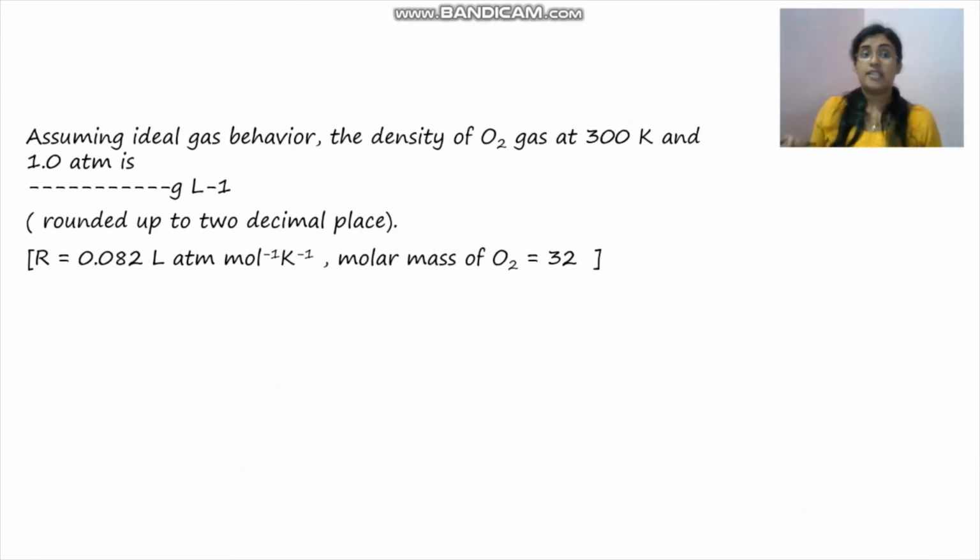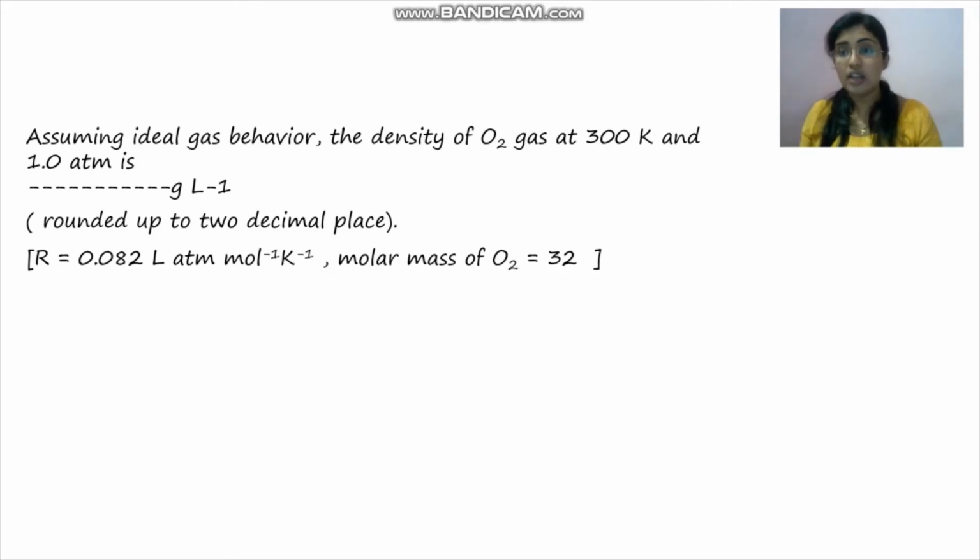So the next question is: assuming ideal gas behavior, the density of oxygen gas at 300 Kelvin and 1 atmosphere is dash. And it should be rounded off to 2 decimal places. And the R value, because my pressure is in atmosphere, is taken in atmosphere, and it is 0.082 liter atmosphere mole inverse Kelvin inverse. And the molar mass of oxygen is given to be 32.